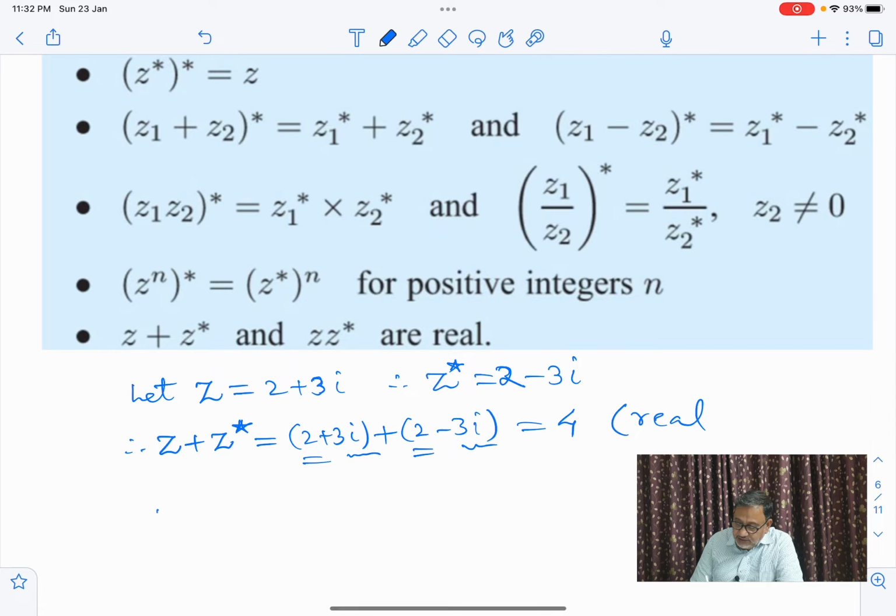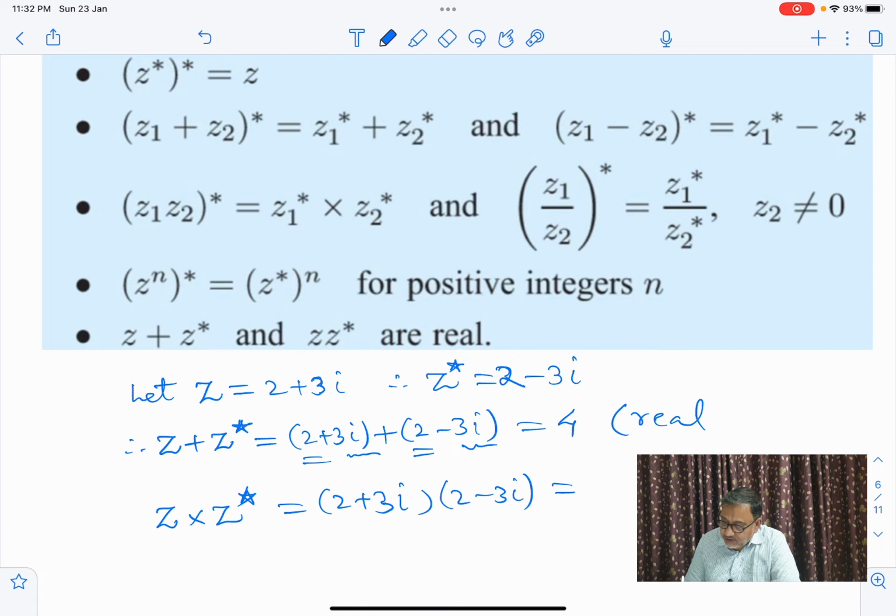Okay. Similarly, z multiplied by z conjugate will be 2 plus 3i into 2 minus 3i. So when we multiply them, we use the formula (a plus b)(a minus b) equals a square minus b square. Okay. So 2 square minus (3i) square, which will be 4 plus 9, because i square is minus 1. So minus of minus will be plus, 13, which is again real. So that is why this property says the addition and the multiplication both are real. Okay.